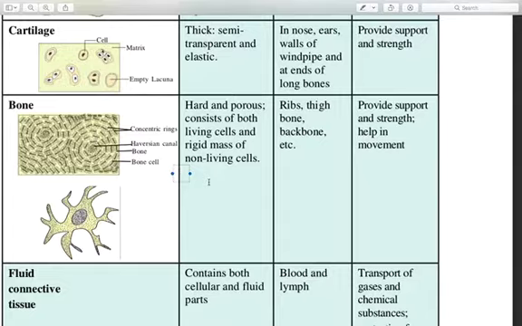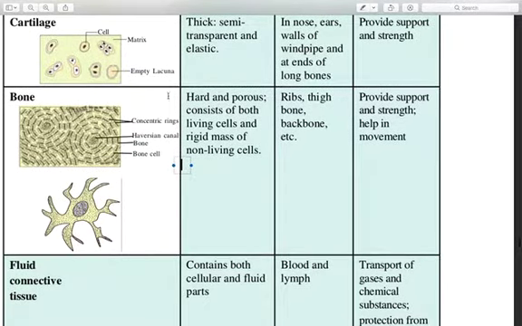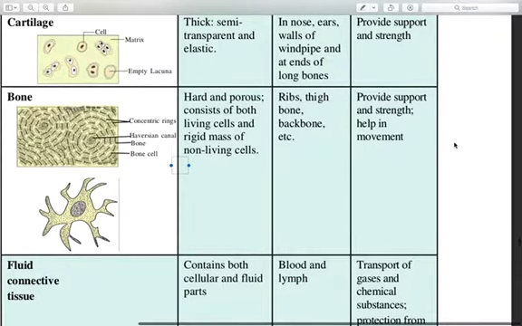Their nature is that they are hard and porous. They are hard. We know that bones are hard. Porous means they have small pores, like little holes, and they consist of both living cells and also a rigid mass of non-living material. So the location is the ribs, thigh bone, backbone, etc. We have many bones in our body. And the function is that they provide support and strength.